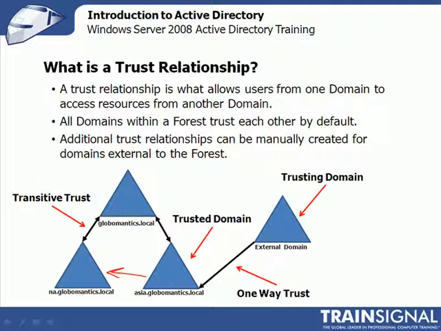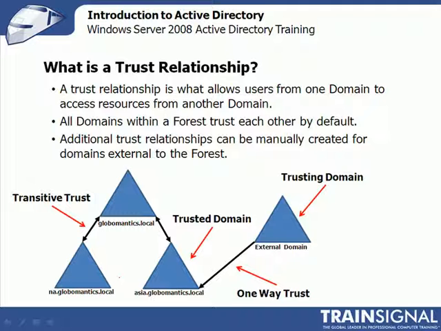Okay, and that's what we mean by transitive trust. So by default, all parent domains within a tree have a two-way transitive trust relationship with their children domains.